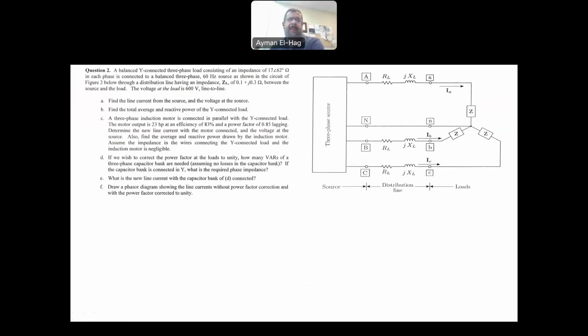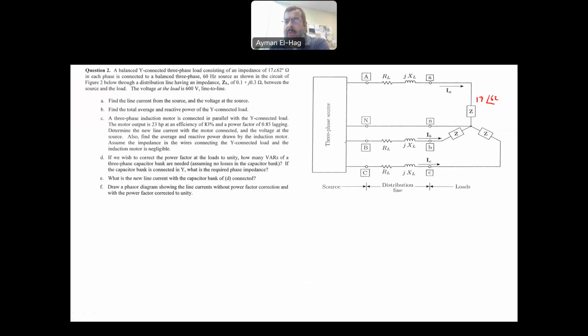So here it says a balanced Y-connected three-phase load. So this is the load, this is the Y-connected, and the impedance of the load is 17 angle of 62. Since the load is balanced, each one has exactly the same impedance. It's connected to a balanced three-phase supply.